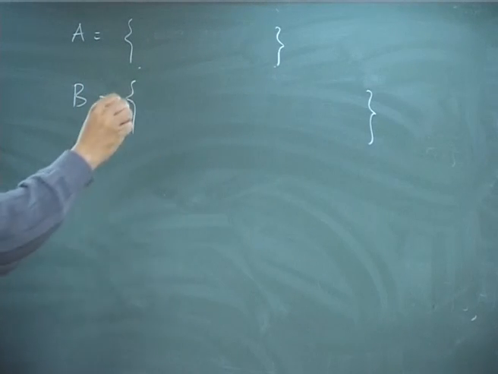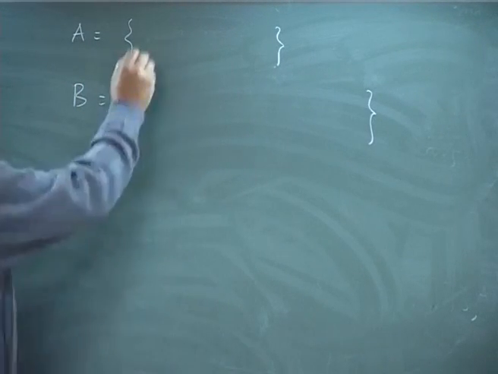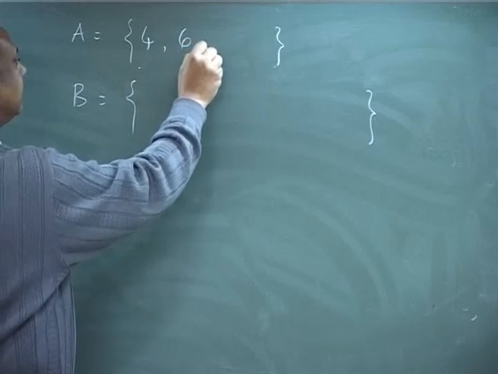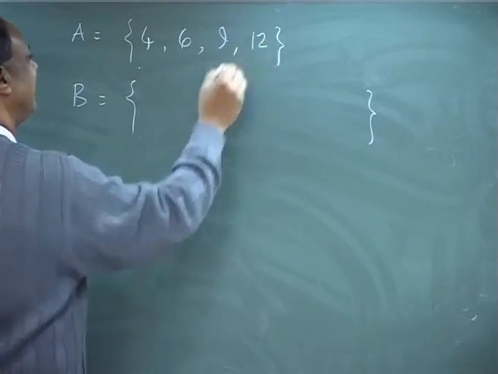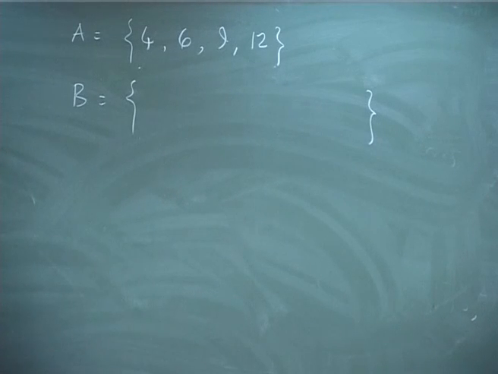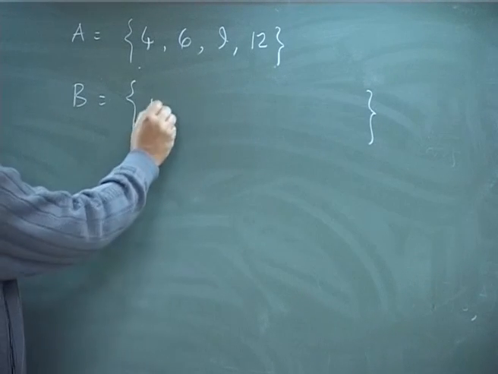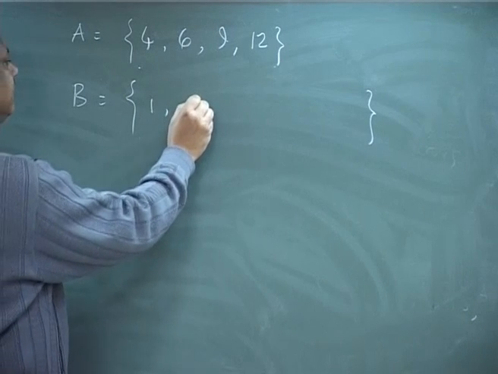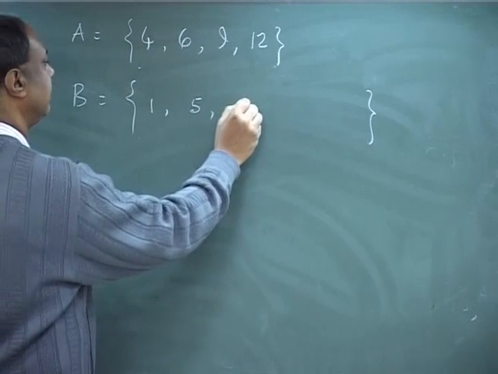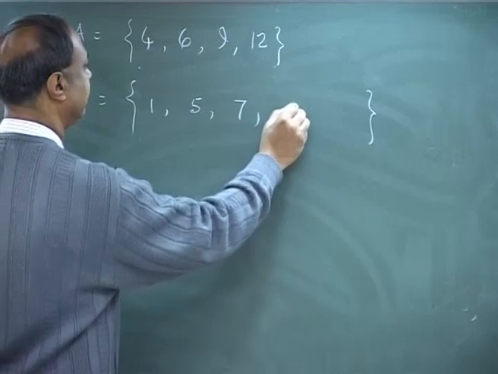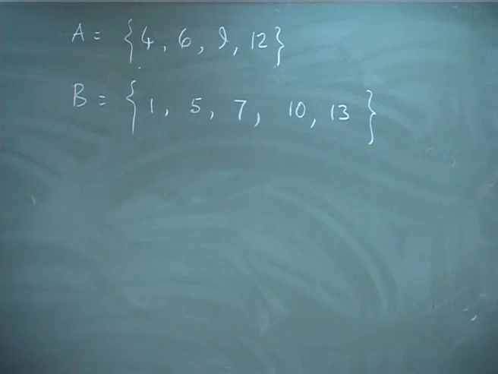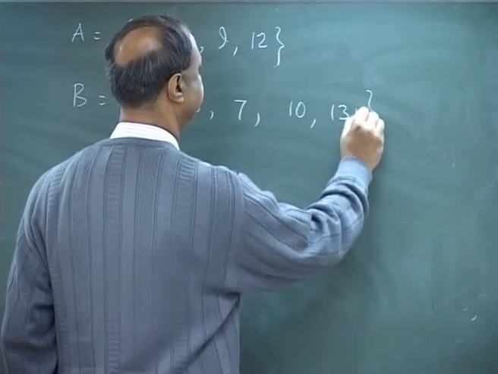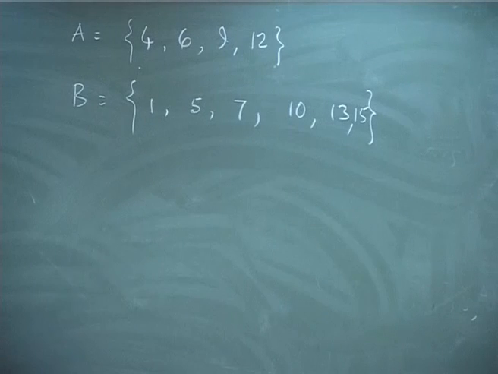Tell me, 4 sorted elements: 4, 6, 9, 12. And on this side, 6 elements: 1, 5, 7, 10, 30. How many elements are here? 15. Which is the median here?